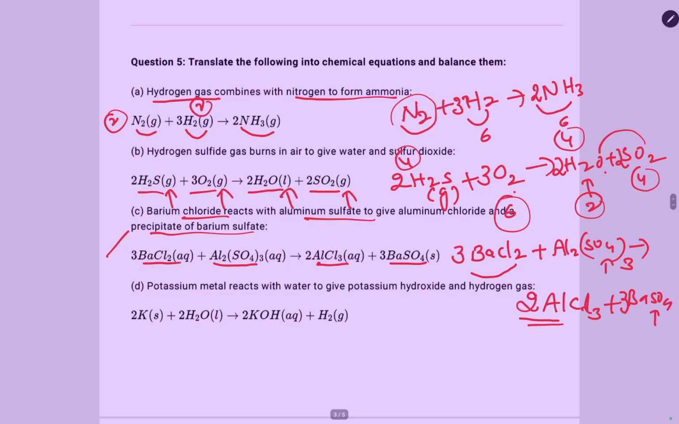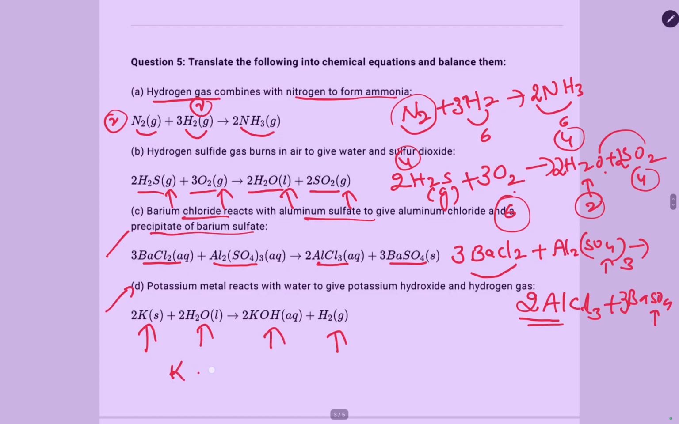So this is the complete balanced chemical equation. 3 BaCl2 in the aqueous form, Al2(SO4)3 in the aqueous form, and AlCl3 in the aqueous form, and barium sulfate in the solid form. That is the precipitate. Okay, and the last one: potassium metal reacts with water to give potassium hydroxide and hydrogen. So potassium metal is K, water is H2O, potassium hydroxide is KOH and hydrogen gas is H2. Potassium metal is in the solid form, water is in the liquid form, KOH is in the aqueous form, and hydrogen is in the gaseous form.